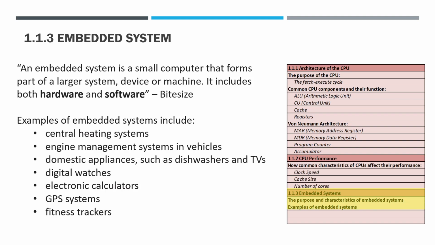So an embedded system is a small computer that forms part of a larger system, device or machine. It includes both the hardware and software, sometimes called firmware. So examples, I'm not going to talk about this too much because it's so easy. An embedded system is just basically a small computer that's designed for a specific job. So think about like a central heating system that's got a little thermostat on it. You know, like inside a car engine, the actual engine's got little computers in it that open and close valves based on like oxygen level. Well, that's an embedded system.